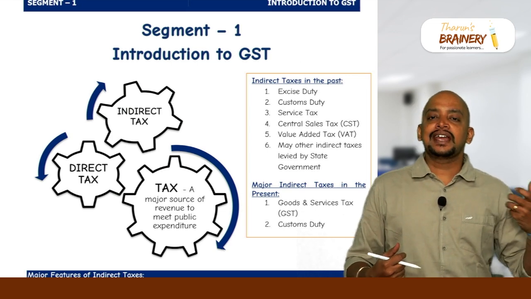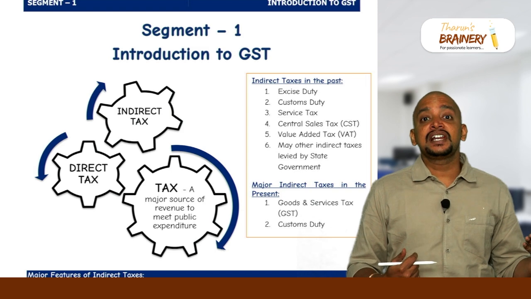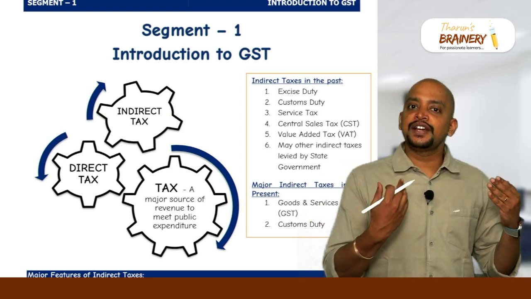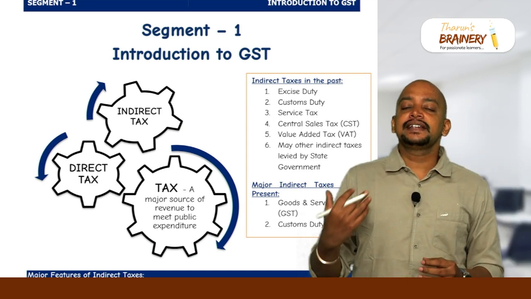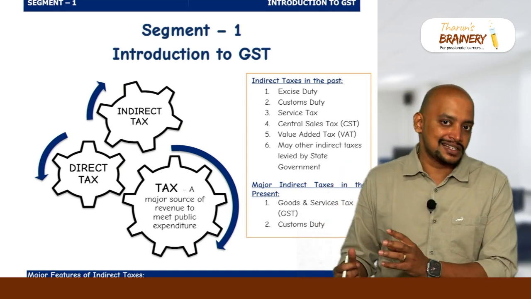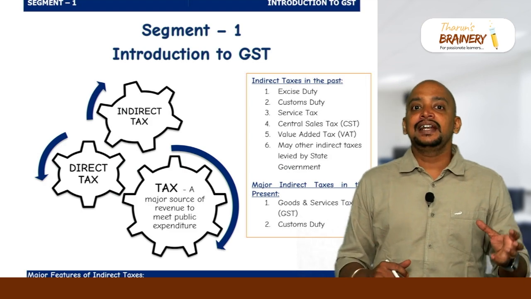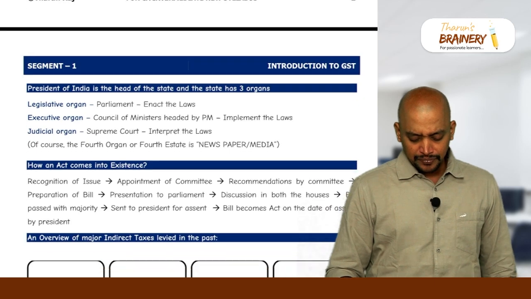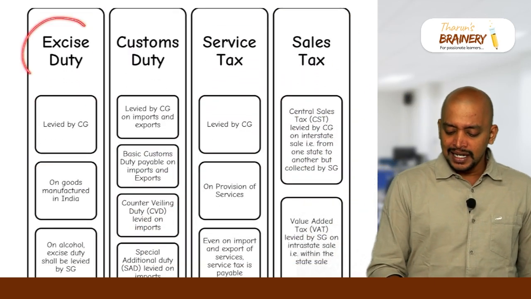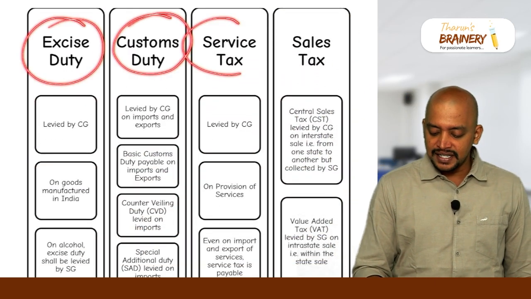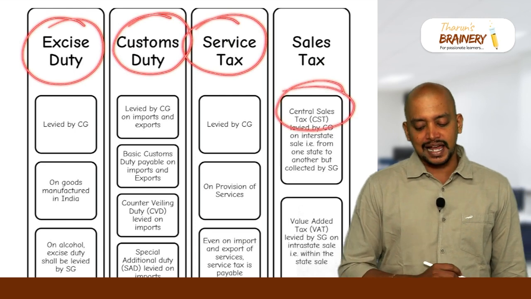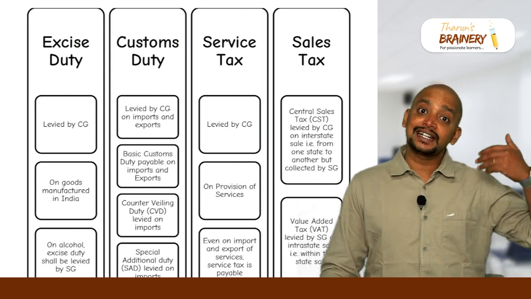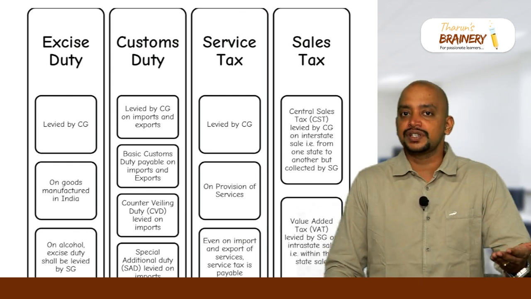Now, let's take the indirect taxes which were levied by the central government. The central government used to levy a few indirect taxes and the state government used to levy a few indirect taxes. First I am taking the indirect taxes levied by the central government. In that, excise duty, customs duty, service tax and central sales tax are the four indirect taxes which were levied by the central government. Levy means what? Imposing. Okay.